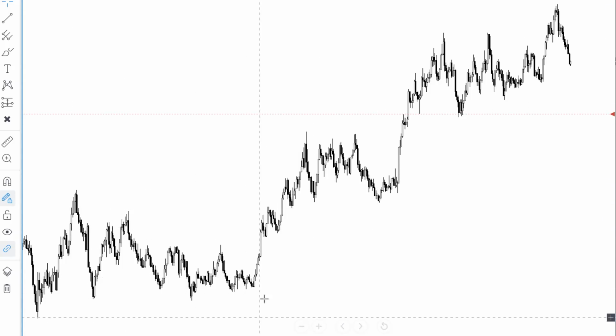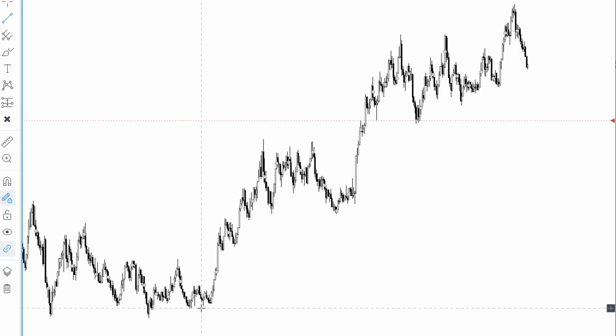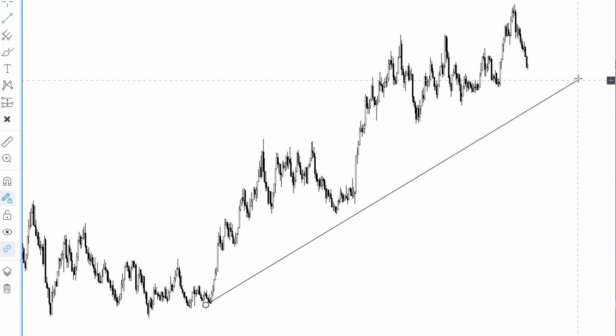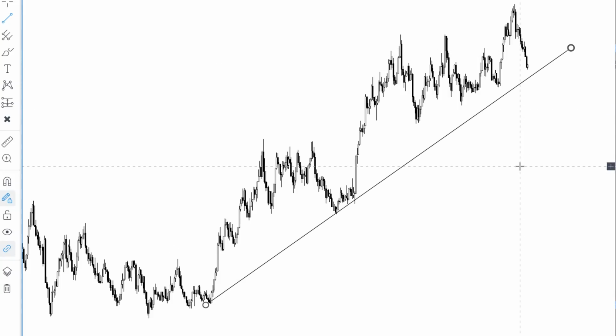So here's probably where the uptrend is starting. Here is more or less a range market. You can see that. So I will select the starting point. Then here we have a very clear swing point. And let's draw a trend line.